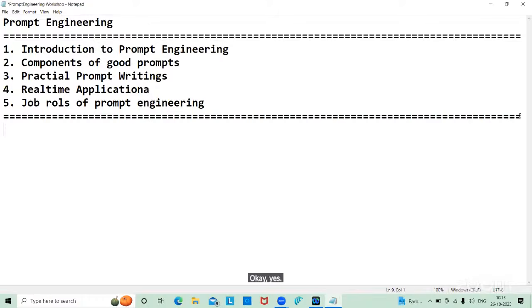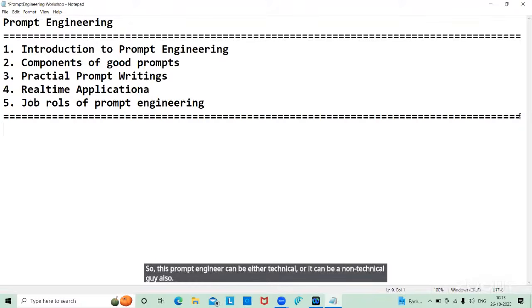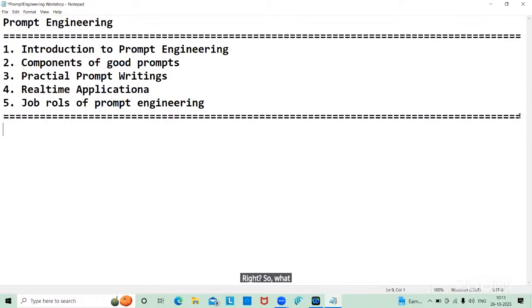Understood. So what are the prerequisites for learning this? A prompt engineer can be technical or non-technical. What you need to know is only domain knowledge. You should have specific domain knowledge, and based on that, you can give good prompts.